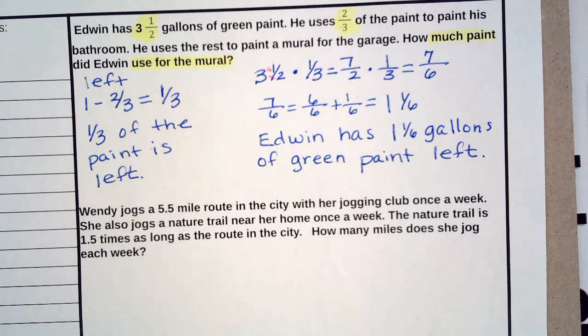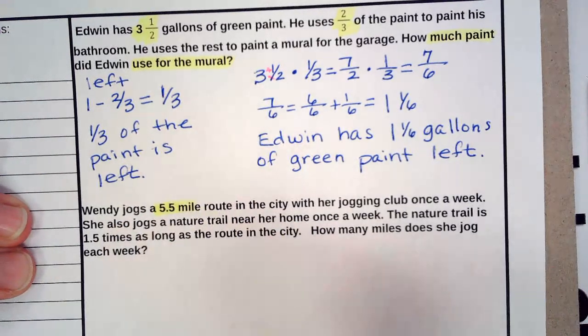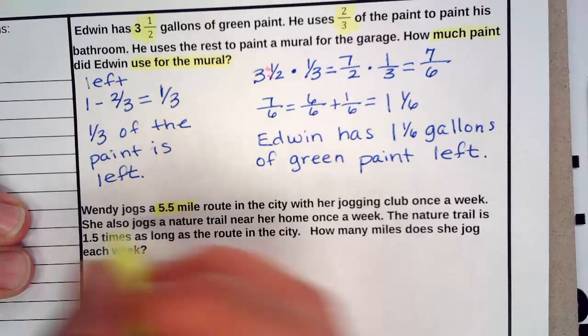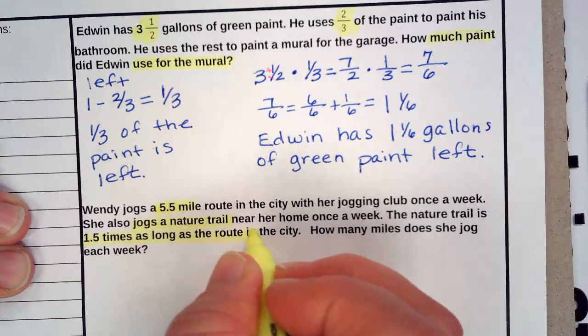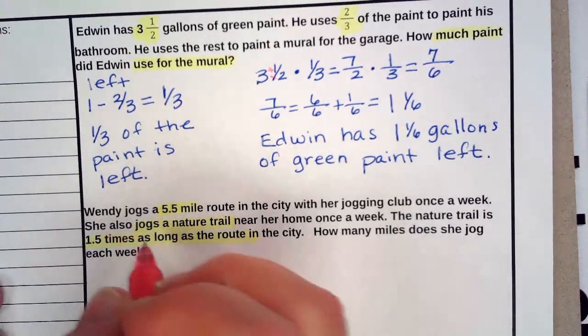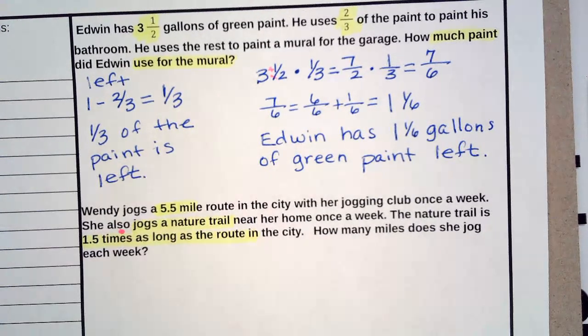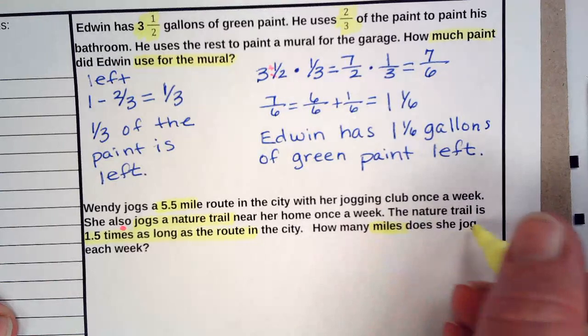So she starts out each week jogging 5.5 miles with her friends. Then she jogs the nature trail that is 1.5 times as long as the route. So remember, this will be multiplication. Times is another word for multiplying. And we want to know the miles she jogs each week.